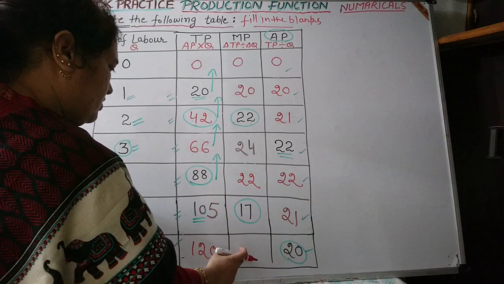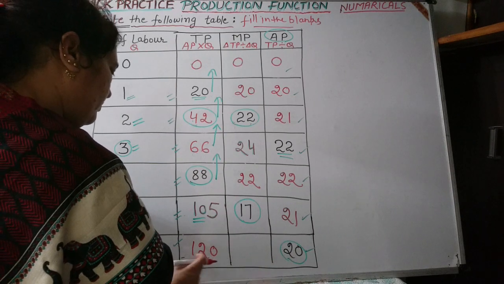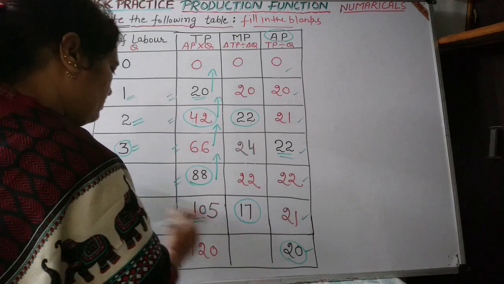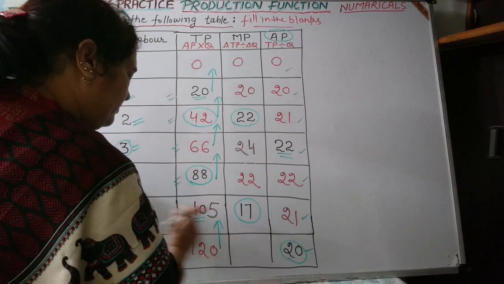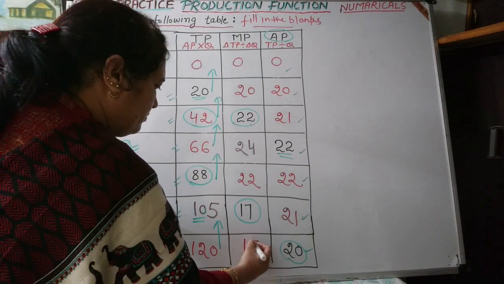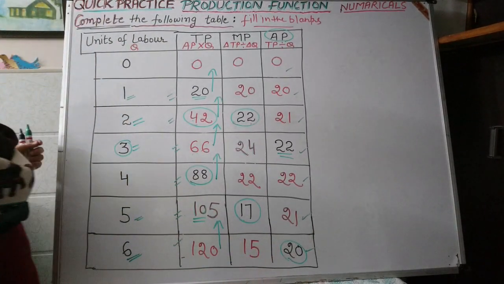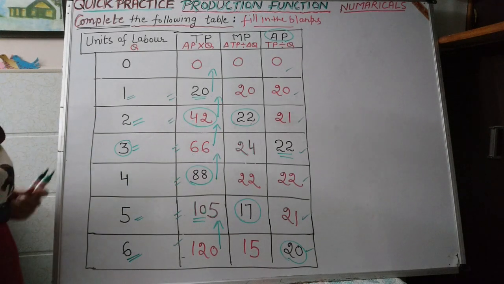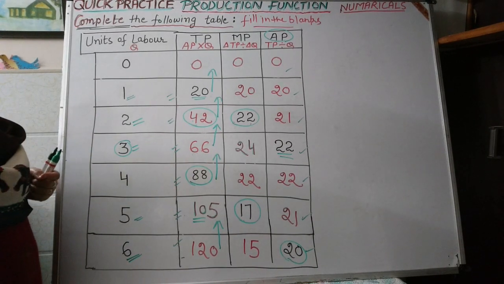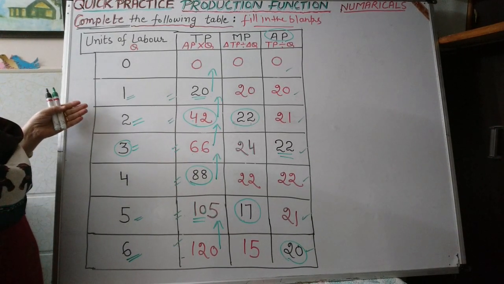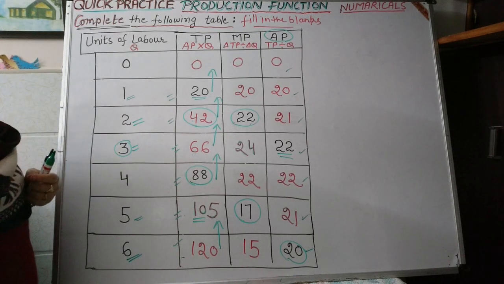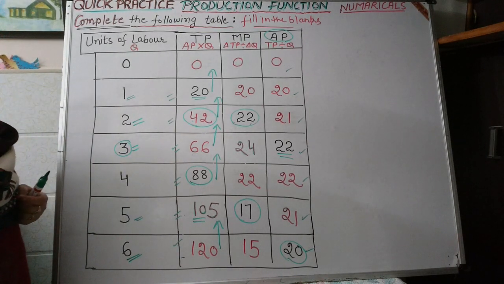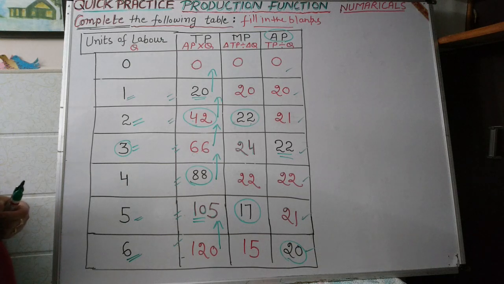And the last calculation remaining regarding marginal production: what is the difference between 120 and 105? That will be the value of marginal production. So in this way we can calculate all the missing values regarding this table. So we can calculate many more sums related to production function.